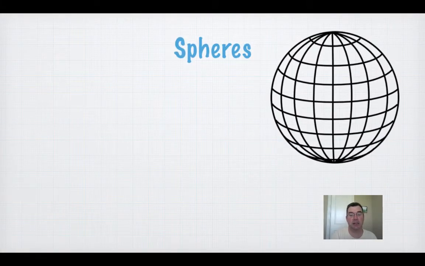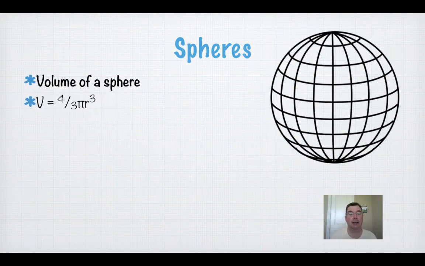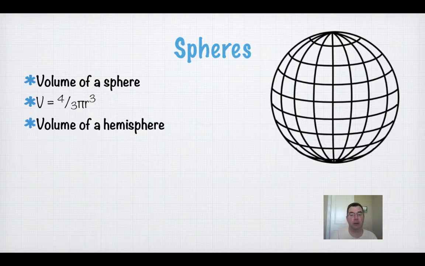And lastly, spheres and hemispheres. Again, this is a formula that you're just going to have to believe me on. The volume is 4/3 pi r cubed. Again, that's based on calculus. So the volume of a hemisphere, once you cut that in half, then the volume gets cut in half, and so it's only 2/3 pi r cubed.